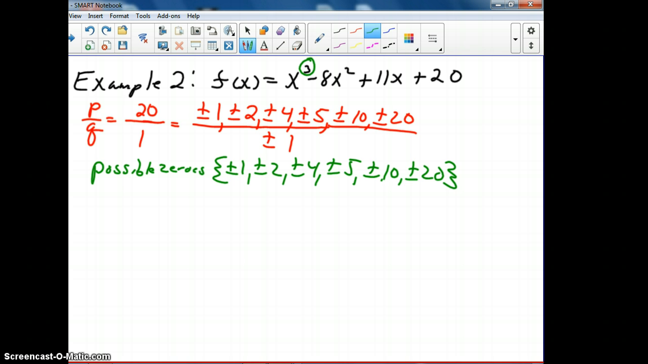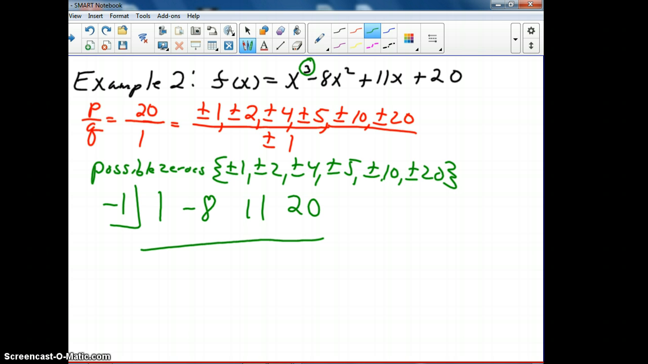-1. Now stop. Okay, -1 is one of them. You're right. Okay, now here's what you're going to show me on the paper. So you're going to put -1 in the box. Okay? All right, and now you're going to put down your numbers, right? 1, -8, 11, and 20.